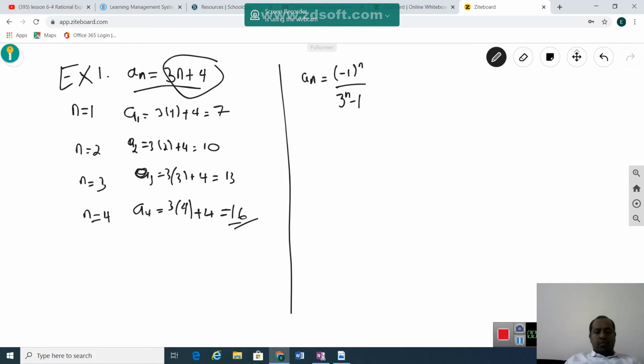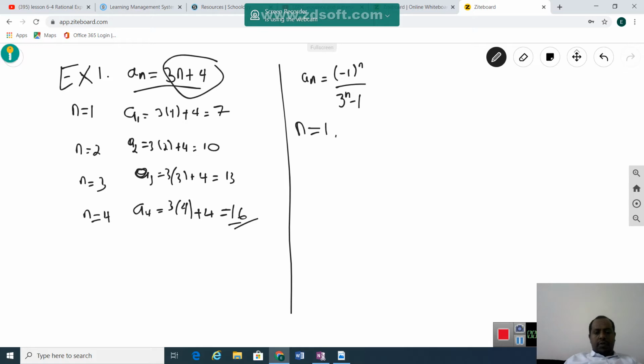Let's go to B, which is a sub n is equal to negative 1 to the power of n over 3 to the power of n minus 1. To find the first four terms, we need to just plug in the values of n. So again, I will begin with n equal to 1.